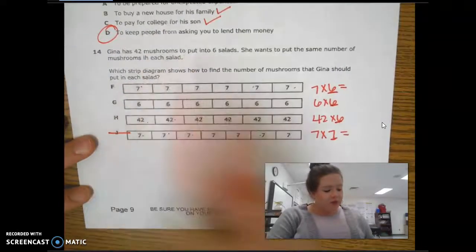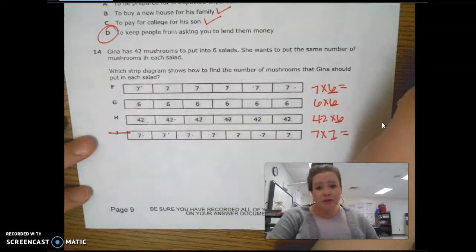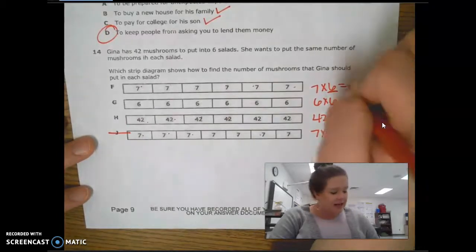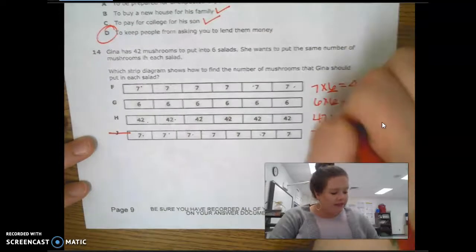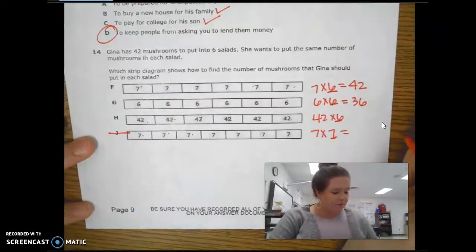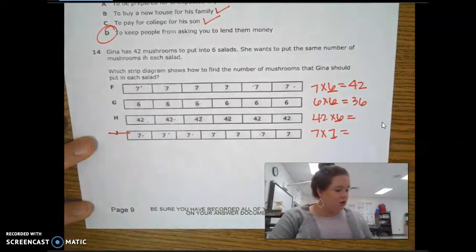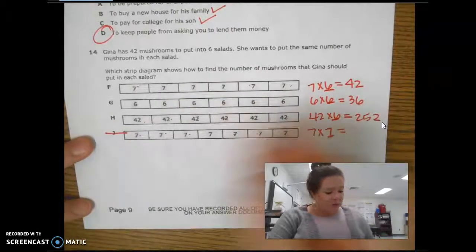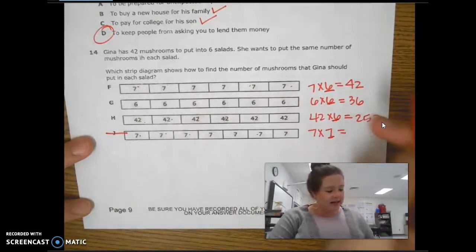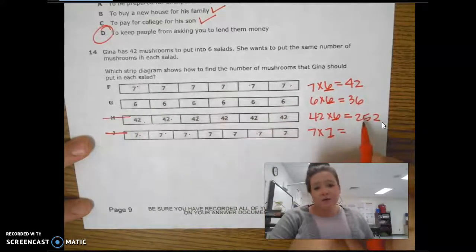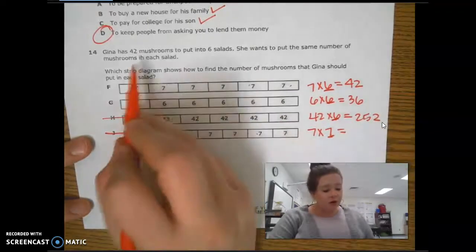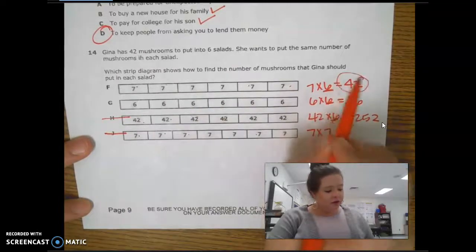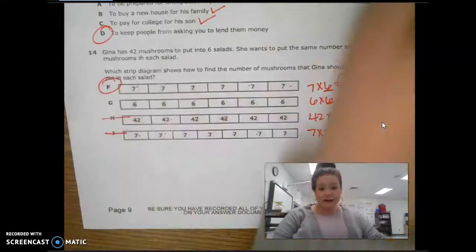She has 42 mushrooms to put in each salad. So she has a total of 42 mushrooms to put into 6 salads. 7 times 6 is 42. 6 times 6 is 36. 42 times 6 is 252. And 7 times 7 is out because that means that there were 7 salads. She only has 6 salads. She does not have 252 mushrooms to put. She only has a total of 42. She wants to put 42 mushrooms into 6 salads. Letter F is the correct answer.